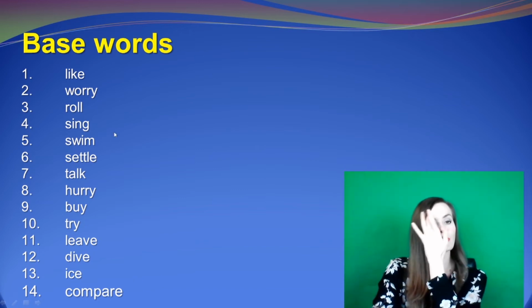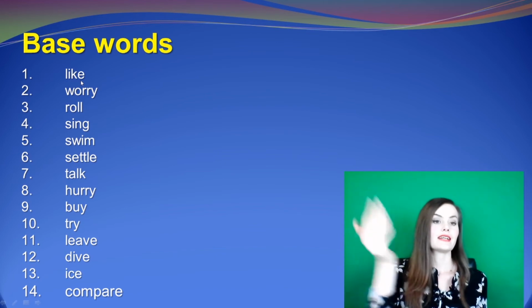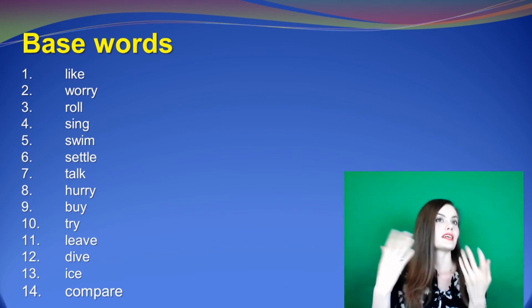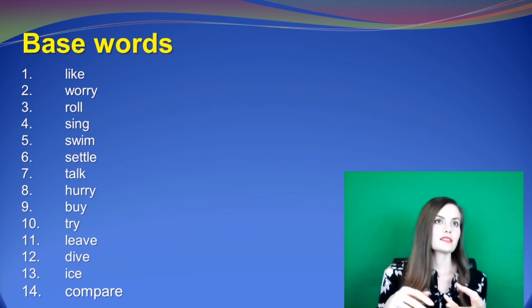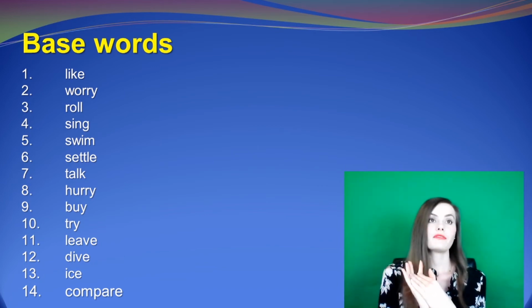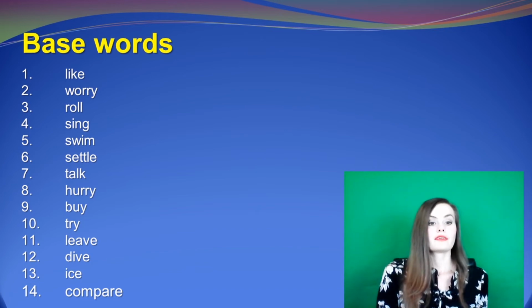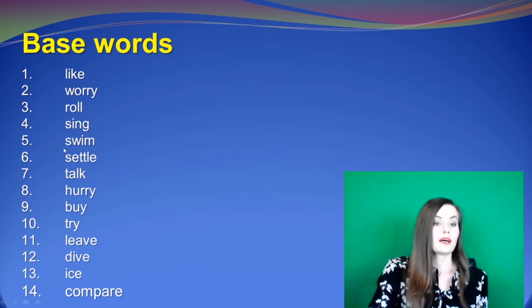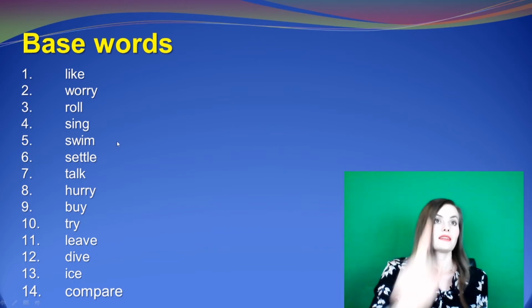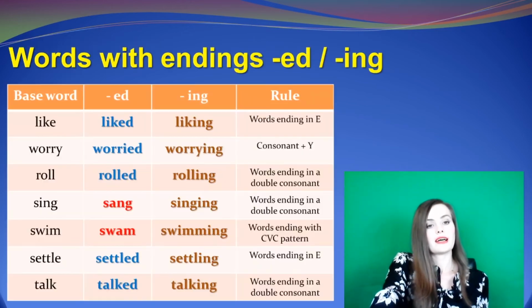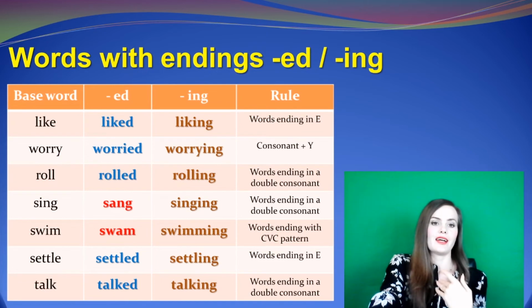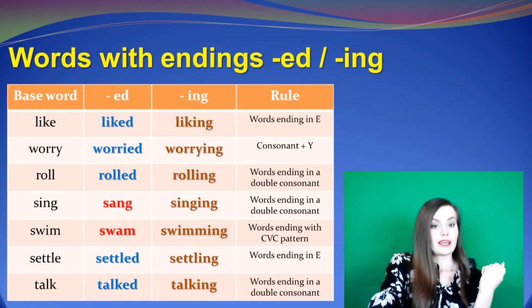If you just scan these words, you can notice that some of these words end in a silent E. Some of them end with letter Y, so some of them can have the pattern vowel and letter Y, or consonant and letter Y at the end of the word. Also, some of them end with two consonants. Others end with silent E. And some of them end with a pattern consonant, vowel, consonant. They have only one syllable and this pattern. So let's have a look at these words in this table and see what we should do to change these words by adding ED or by adding ING.